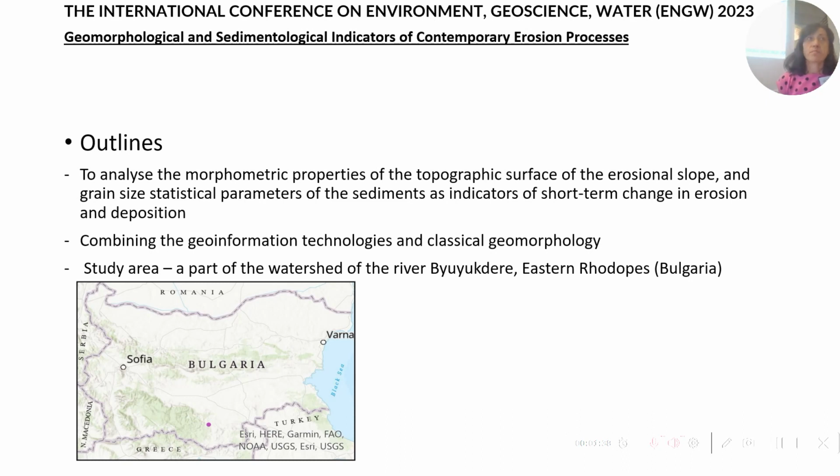The study area is a part of the watershed of the river Bulgaria. It is situated in southern Bulgaria. This is a small watershed with low population density. And at first point of view, regarding the low intensity of erosion processes, someone could say that these processes don't have a strong negative effect on the population and are not too important.